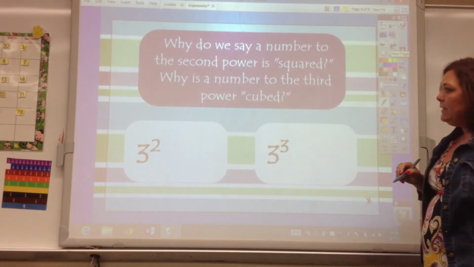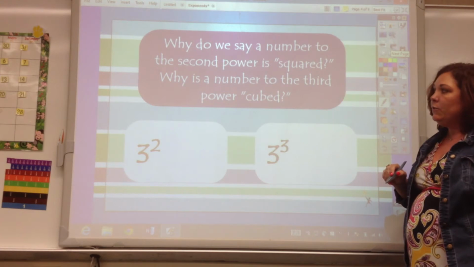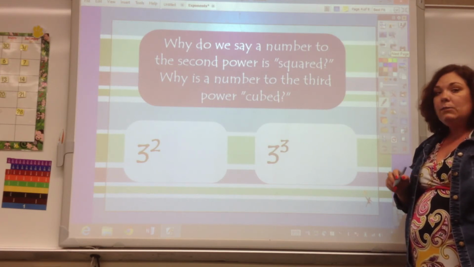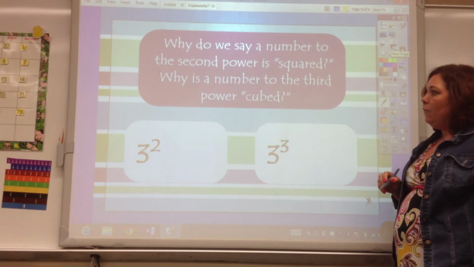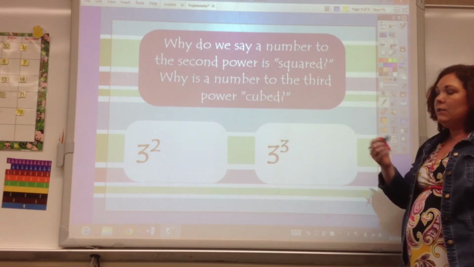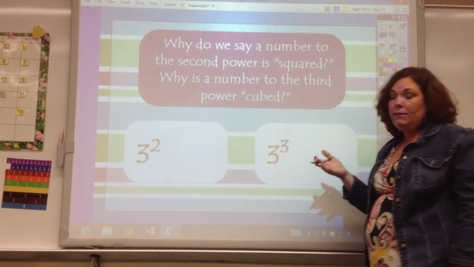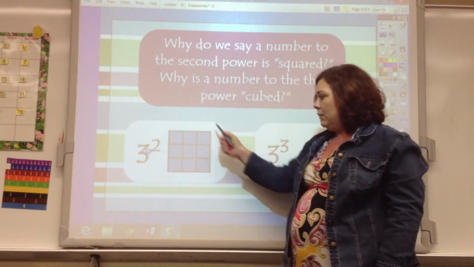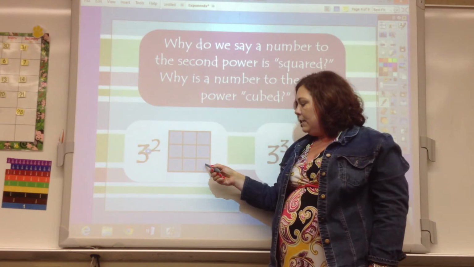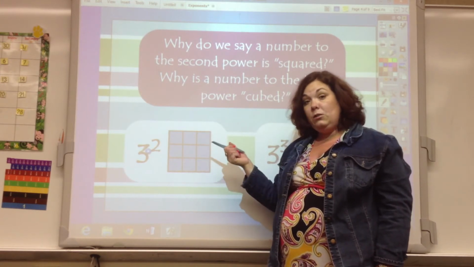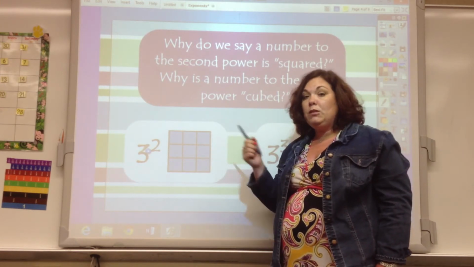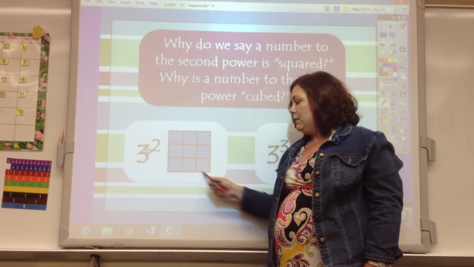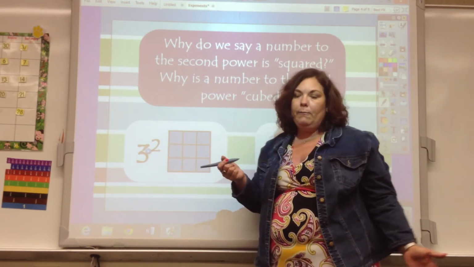So why do we say the number to the 2nd power is squared and a number to the 3rd power is cubed? And this is why. If you think of what is 3 to the 2nd power, 3 times 3. And you could show that using a grid, 3 times 3. Well, of course, that's a square. So that's where the term squared comes from. It's the same number 2 times, and so you would always get a square.